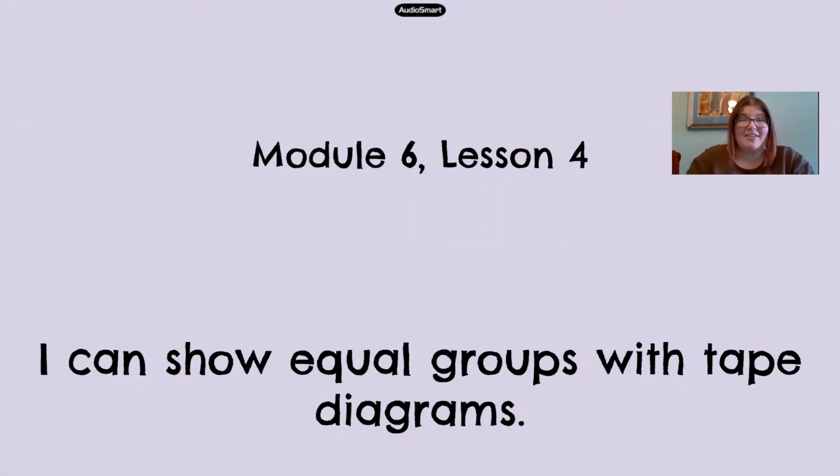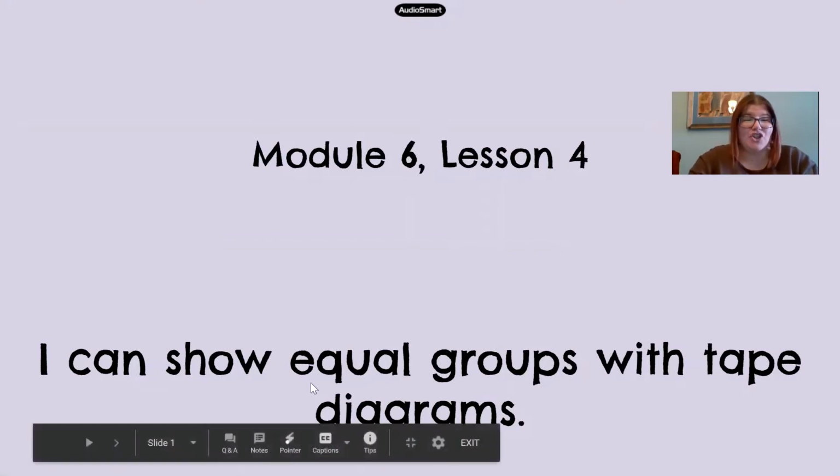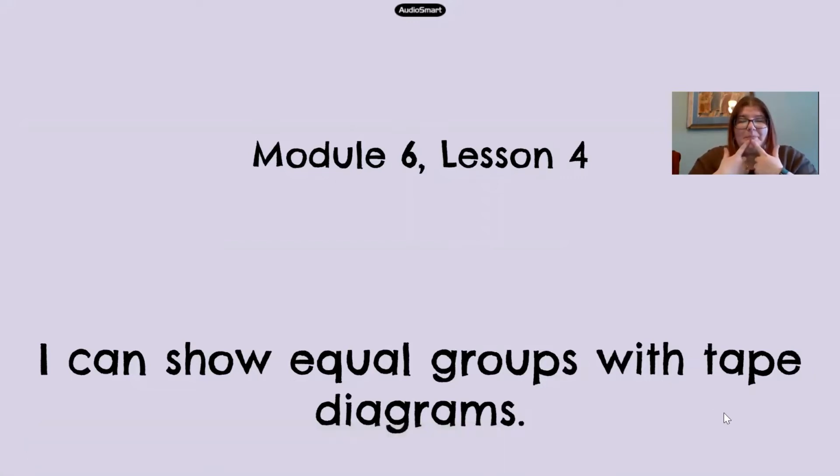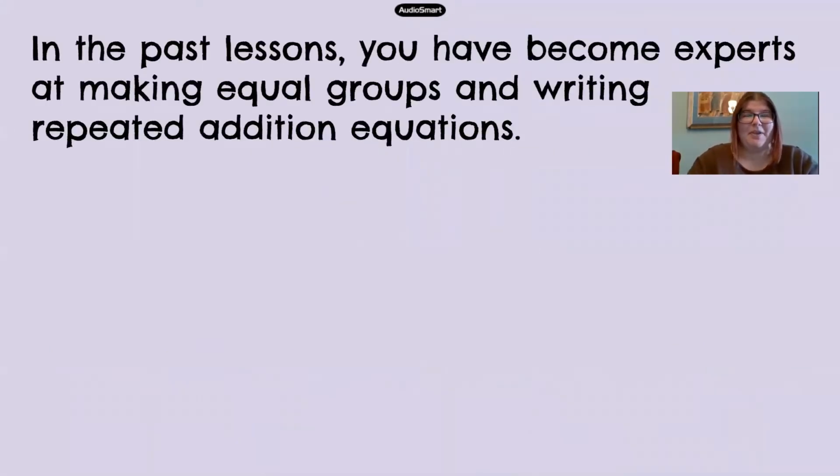So we are in Module 6, Lesson 4, and our I can statement is I can show equal groups with tape diagrams. So, we remember equal means what? That's right, the same. So tape diagrams, you might have heard, but you're like, wait, I don't remember how to do that. And that's great because by the end of this lesson, you're going to know how to do that and you're going to be an expert. So in the past few lessons, you've become experts at making equal groups and writing repeated addition equations. It's going to look a little bit different today.